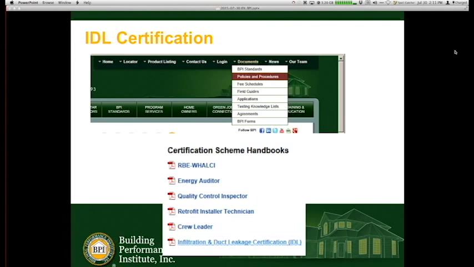If you do want to find out more about this, the BPI website obviously is the place to go. On their website, you can go under documents, policies and procedures, and at the bottom is the Infiltration Duct Leakage Handbook. We actually have that as a handout, as a new feature on webinars. So if you can see your handouts in your little control panel, you can download the handout, and we also have the field guide for you.